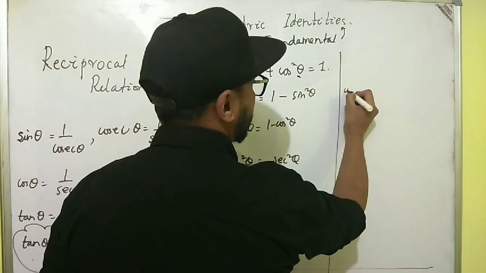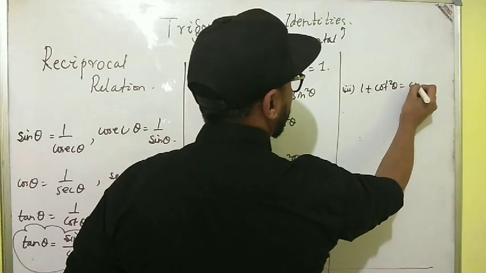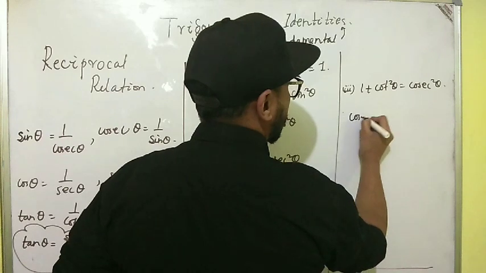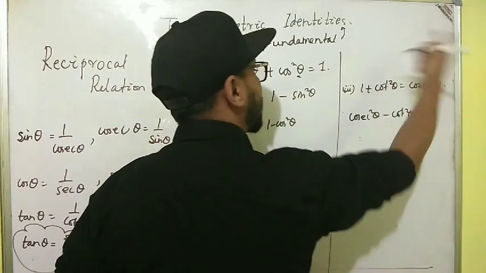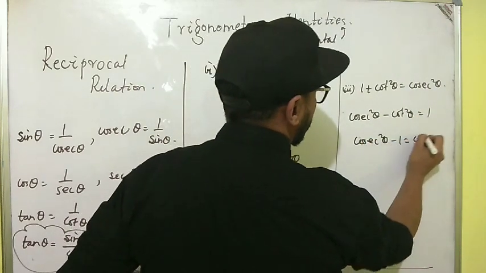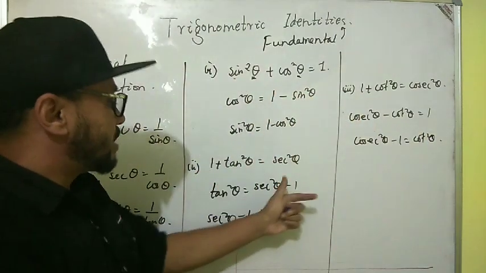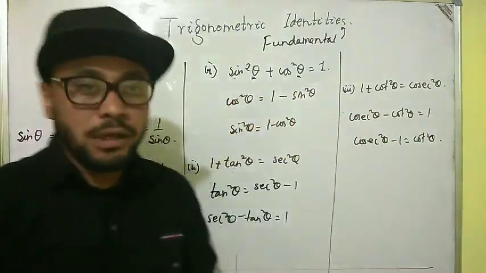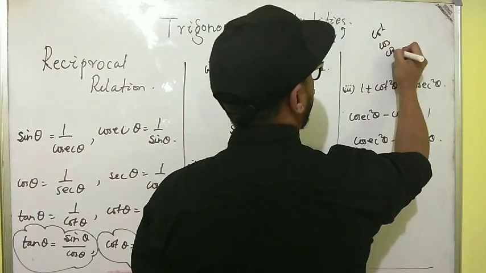Similarly, number 3, 1 plus cot square theta is equal to cosec square theta, or if you take cot to that side, cosec square theta minus cot square theta is equal to 1, or if you take 1 to that side, cosec square theta minus 1 is equal to cot square theta. So this way we can convert sine into cos, or tan into sec, or sec into tan, or cot into cosec, or cosec into cot. Most of the people will get confused with cot, cos and cosec.